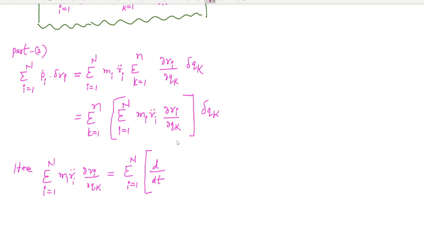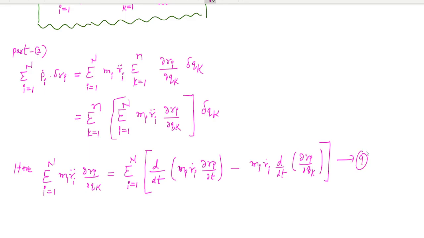d by dt of one derivative, m i ri dot, dou ri divided by dou qk. Now this portion is constant. I'm going to differentiate this one, minus m i r dot i is constant, d by dt of the second term, derivative of dou ri divided by dou qk. I'm going to give this equation number 9, very important.